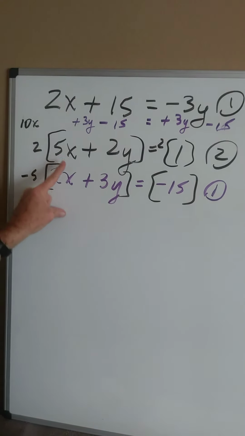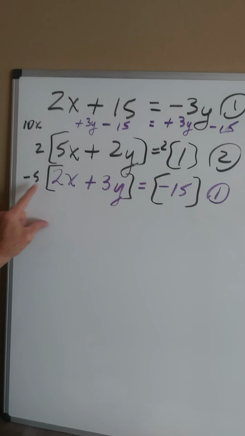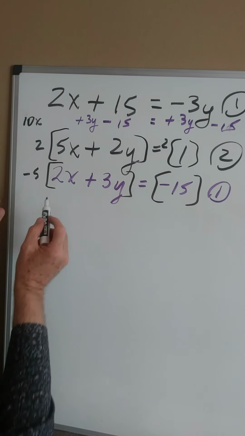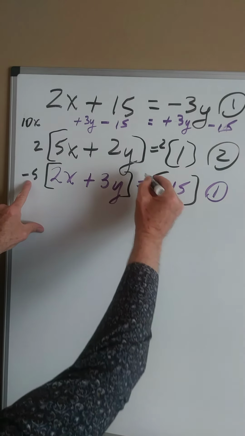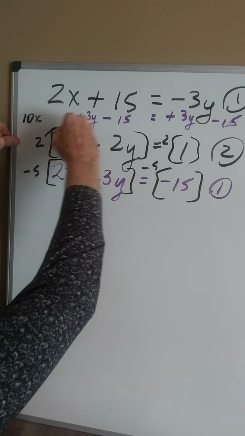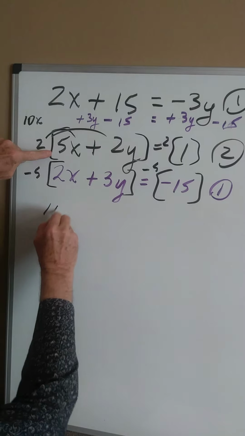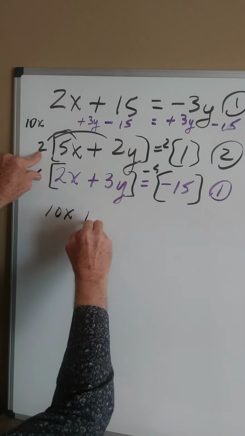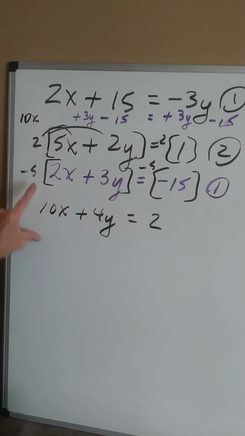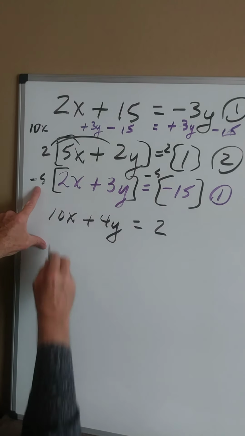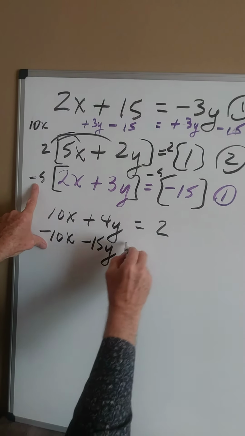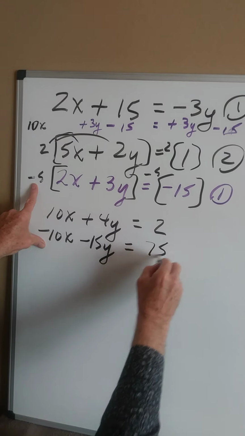Now just hold it right there to make sure that we're right on course. There's 10. There's negative 10. That is exactly what we want. So now let's put that negative 5 right over there. And now let's distribute these two. 10x plus 4y is equal to 2. Let's distribute this one. Negative 10x, negative 15y, a positive 75.